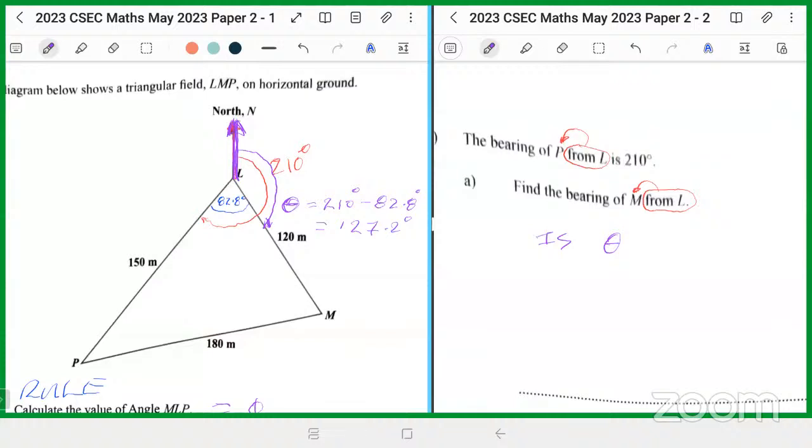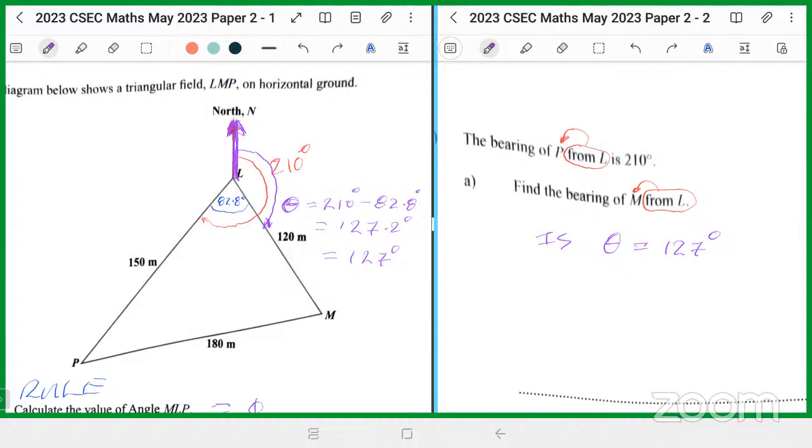So it works out to be 127.2 degrees. But because it's bearings, you generally give it to 3 digits. And so I'm going to just write 127 degrees. So I'm going to write bearing of M from L is theta, which is 127 degrees. And my calculation is shown here on my diagram. If you want to show it here again, no problem. But that is it.